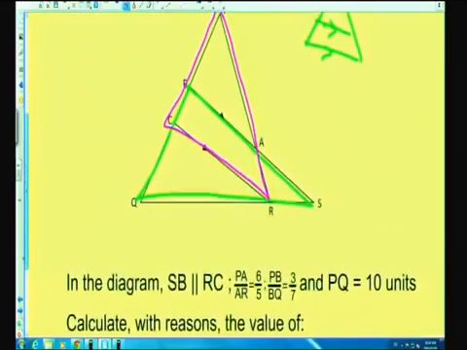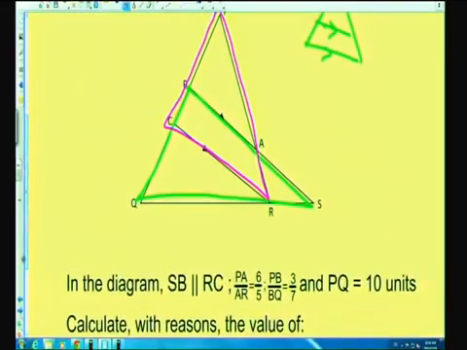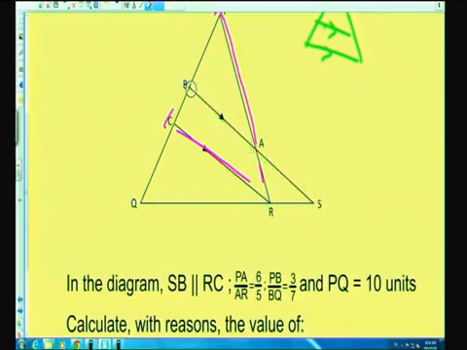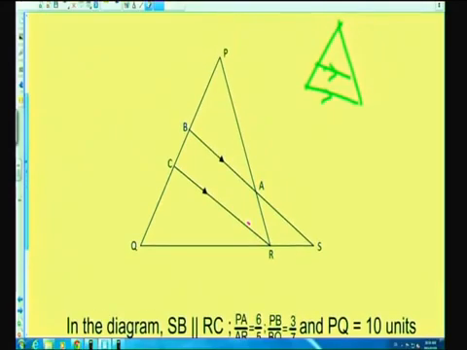It says, in the diagram, SB is parallel to RC, which we knew because they had the parallel lines marked in. They tell me that PA to AR. So PA, in fact, I think I'm just going to undo this cut or rub out this color, just so we can put the values in, and we'll come back to the color later on, because I think it'll just make it easier to not have the drawing looking too messy at this stage.